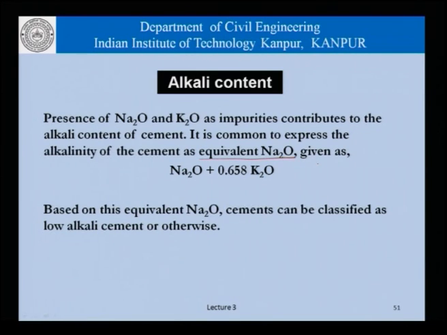What we do is to convert the amount of K2O that is present in the cement to an Na2O equivalent by using a factor of 0.658. Now, what is the basis of this factor? I am leaving it out as a self-study. Based on this equivalent Na2O, cements can be classified as low alkali or otherwise.